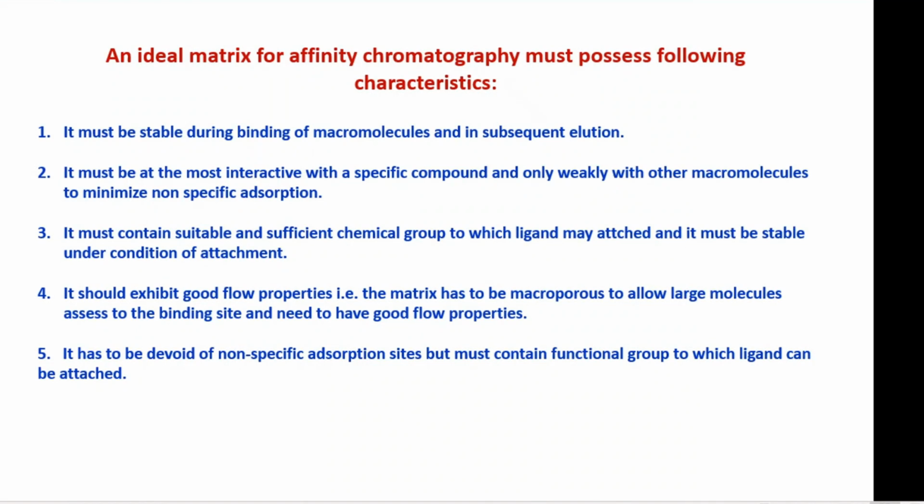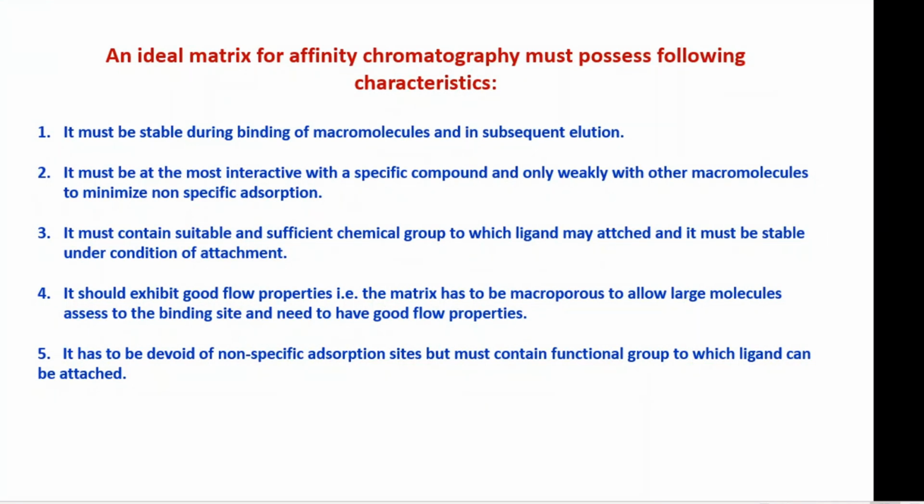Okay, so what are the characteristic properties we can see with an ideal matrix? What kind of characteristics should it have? It must be stable during binding of macromolecules and in subsequent elutions. That means it should not change its chemical property and it should not change its physical property. What does that mean? When it changes its chemical property, the ligand molecules will get separated from the matrix molecule.